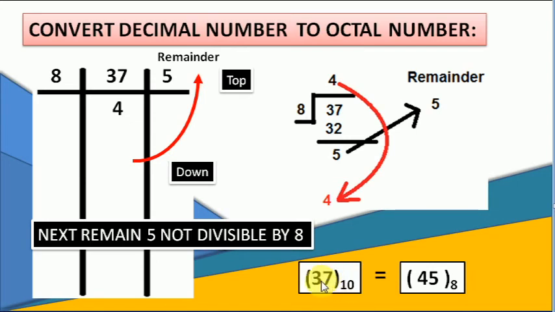The 37 is a decimal number, and 45 is an octal number. Again I'm telling you that when you divide 37 by 8, 4 remains with remainder 5, and 4 is now not going to be divided by 8. So you calculate from down to top, including this 4, 4 5 is the answer, 45. That is going to be our octal number.